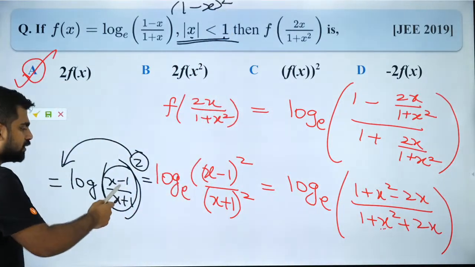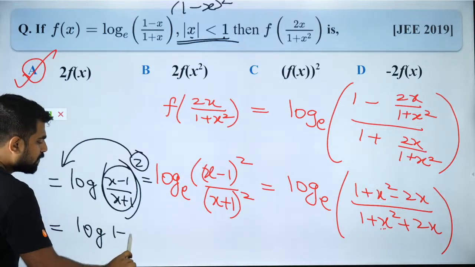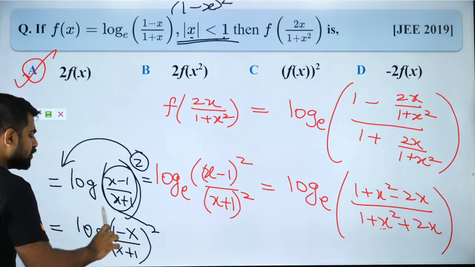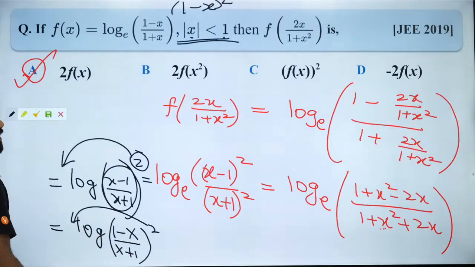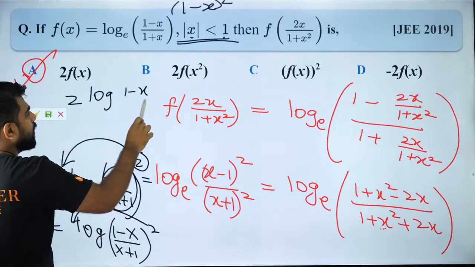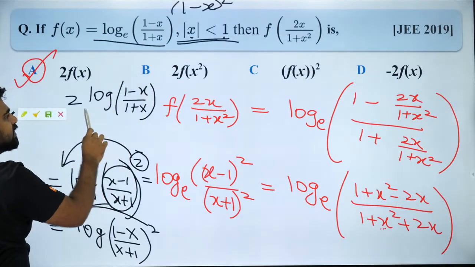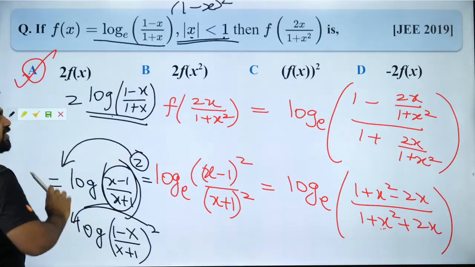Are you all clear with it? So this can be written as log of 1 minus x by x plus 1 the whole square. Now this 2 I will bring it in the front. So it will be 2 times log of 1 minus x by 1 plus x. And what is log of 1 minus x by 1 plus x? That is f of x. So 2f of x is the answer.